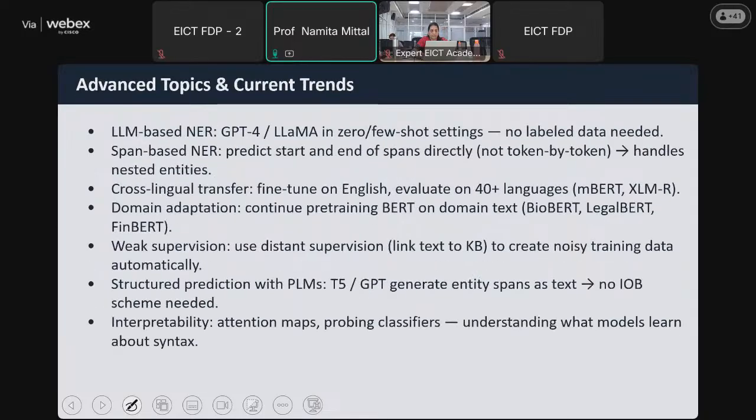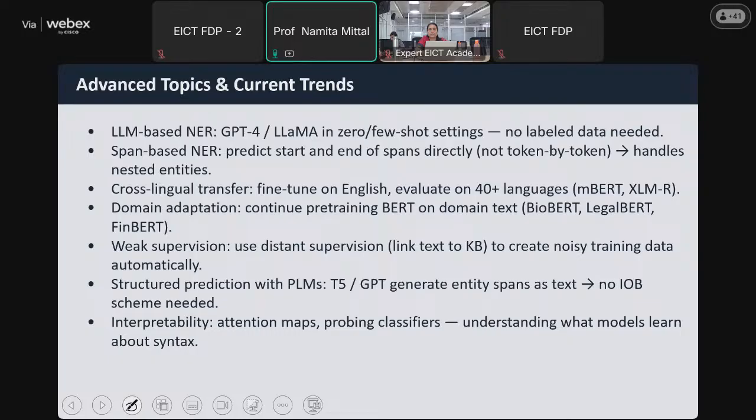So this is all about NER. LLM-based NER is there, with GPT-4 and Llama in zero and few-shot settings. What do you mean by zero and few-shot setting? Nothing is given, no training. If X and Y samples are not given, no training is given, and still we can find the Y for the X, then that is zero-shot. And few-shot, some examples are given. This is X, this is Y, this is X, this is Y. Now you find the Y for the new X, that is few-shot.